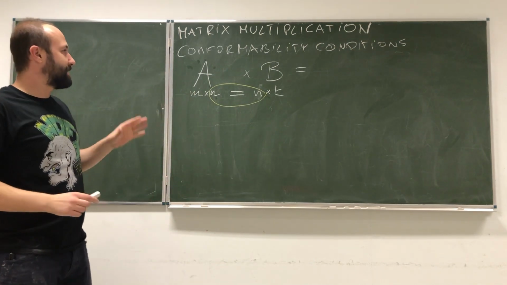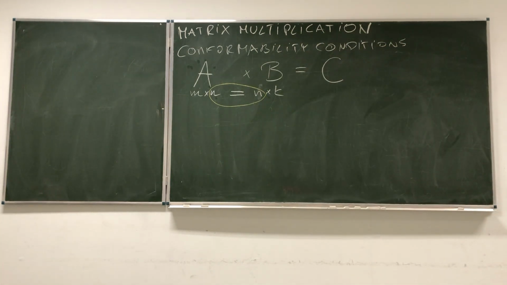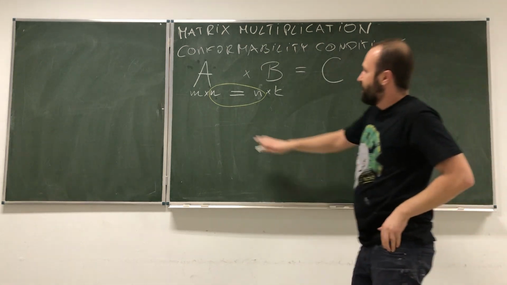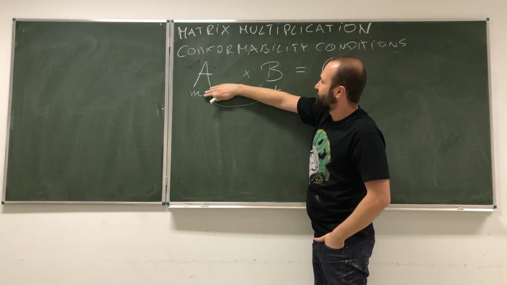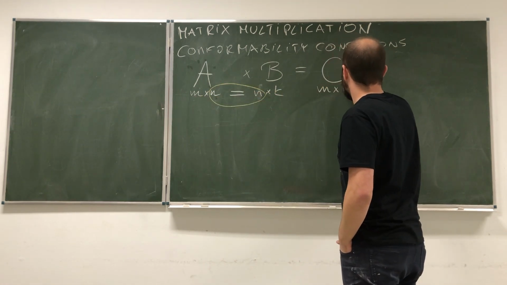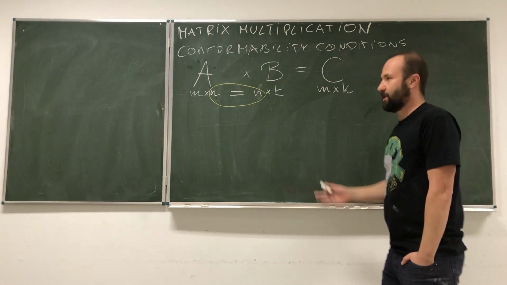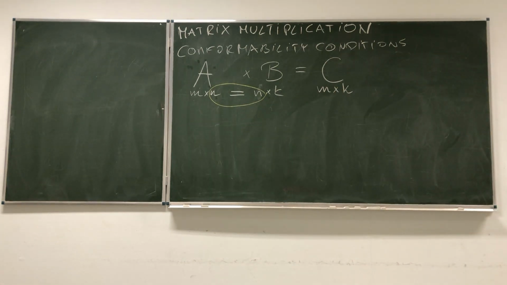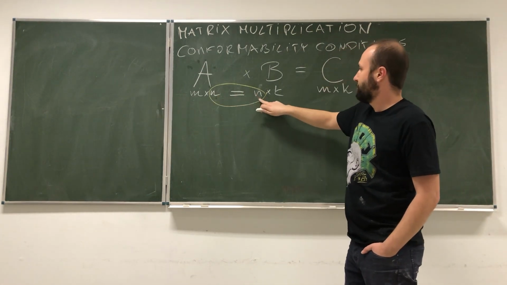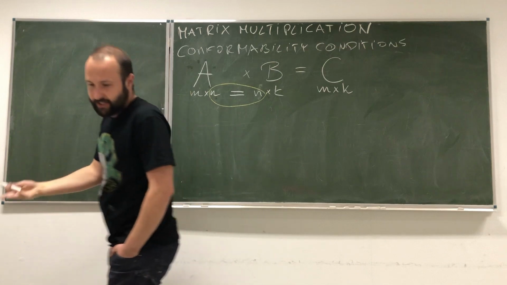And look, as a result, we will obtain some matrix C, and we can already read the dimension of this matrix, because you can think of it as those two cancel each other out, and what we get is M by K. And this is basically the conformability conditions. If we want to multiply two matrices by each other, we need to make sure that those two dimensions that lay the closest to each other are simply the same.